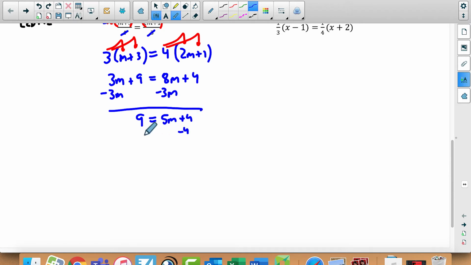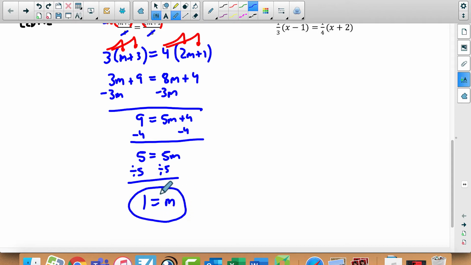Let's minus 4 and minus 4. So we get 5 equals 5m. Last step, this is 5 times m, so we'll do the opposite and divide by 5. We end up with 1 equals m. And that's the answer. We did it.